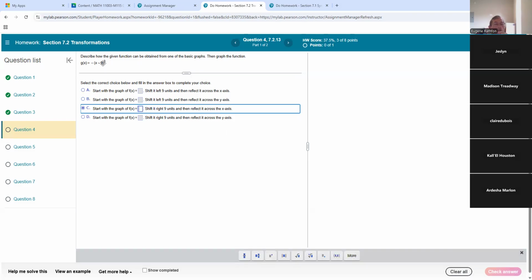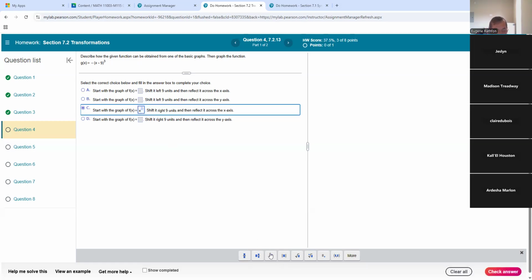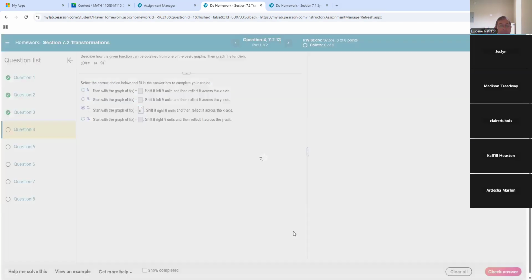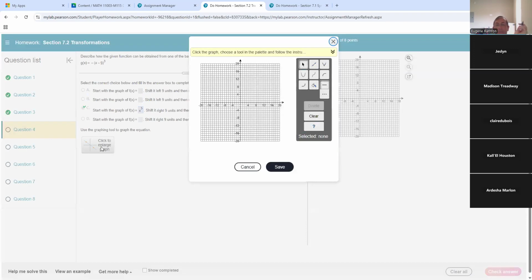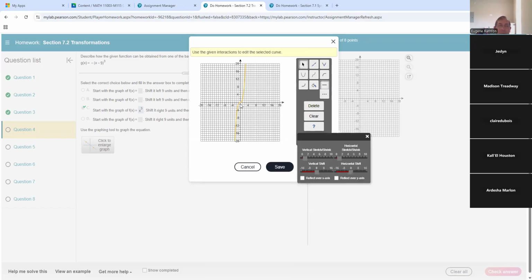Now inside the box, since that's the cube, this will be the x cubed graph, okay? So the negative 9 went right 9, and then the negative in the very front reflected me over the x-axis. So check that. Then I'm going to click the enlarge graph. The cube graph was the squiggly one that went uphill. So that's the second one on the second row, x cubed tool. Click that and then click anywhere on your graph here. No matter where you click, it's going to start it in the middle.